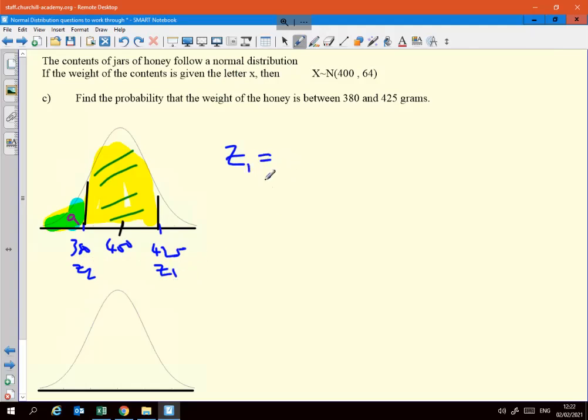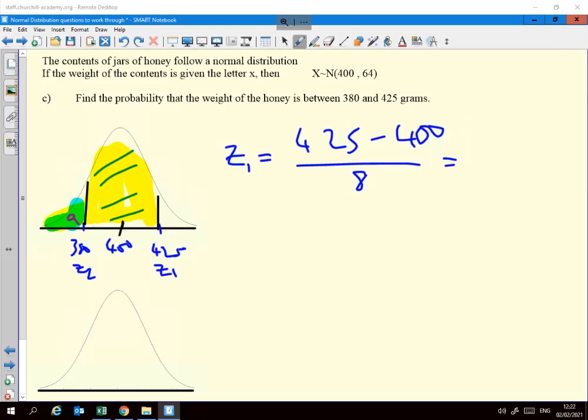Z1 is 425 minus 420. That's not 420, sorry, that's a mistake. The mean is 400, over the standard deviation of 8. That is 25 over 8, which I am going to just double check on the calculator. 3.125, okay.